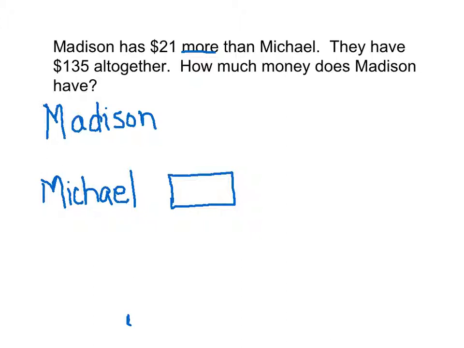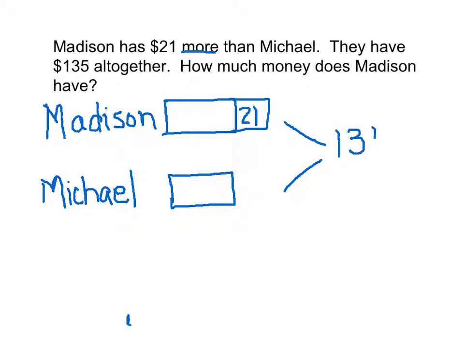Now I go back to my word problem and make sure I draw in each sentence. Madison has $21 more than Michael. So Madison has the same amount as Michael with an additional $21. They have $135 all together. So I'll draw that in. How much money does Madison have? You want to make sure you put the question mark into your drawing because eventually these get so complicated you forget what you're trying to find out.